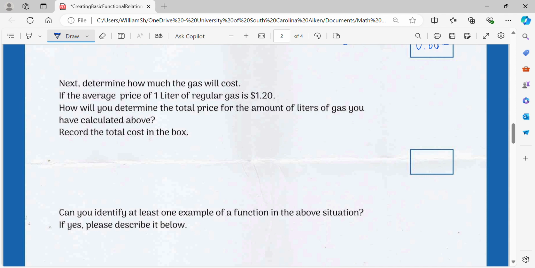It says next determine how much the gas will cost. If the average price of 1 liter of regular gas is $1.20, how will you determine the total price for the amount of liters of gas you calculated above? Okay, how are we going to determine that? If we know that the cost per liter of gas is $1.20, then all we really have to do is multiply that by how much gas we use.